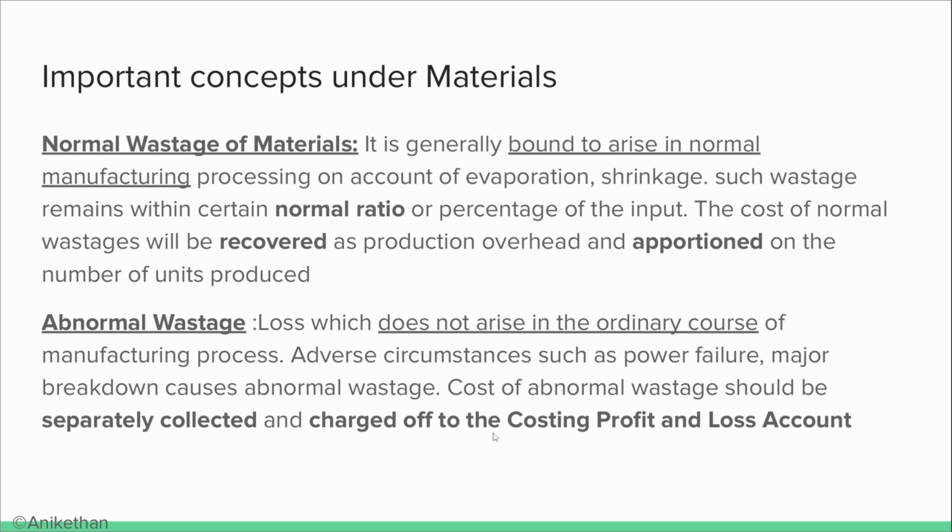Normal wastage of material. So whenever there is a process or manufacturing, as part of that process, there is some wastage already there. During the normal production cycle, such wastages are bound to occur. So such things are called as normal wastage, and they are considered as part of the production cost, and such wastage is apportioned to the number of units produced. In certain cases, when the wastage is above or below the normal levels, such things are abnormal. So whenever there is an abnormal, always remember they are always charged to costing P&L account. The examples of abnormal wastage can occur due to power failure or major breakdown.